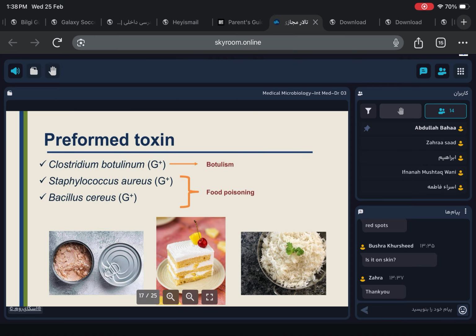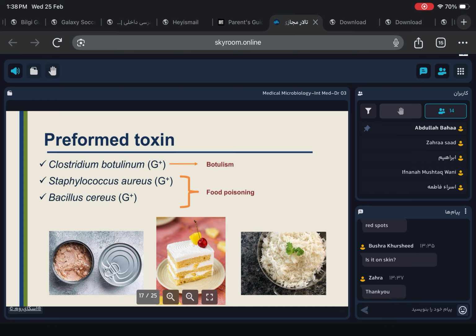It's not like that. Always bacteria need to enter into the host and then they produce their toxins. Sometimes, bacteria produce their toxins in the food that we eat. And in that case, we can get sick again. So these toxins are called preformed toxins. For example, we have Clostridium botulinum. You already know this bacterium is a gram-positive bacterium. It causes botulism. Sometimes canned food.